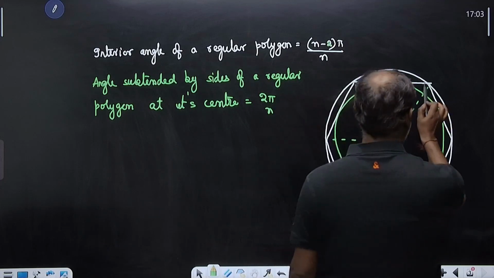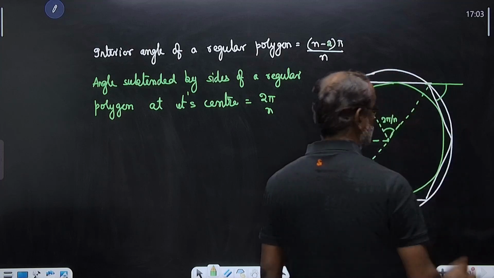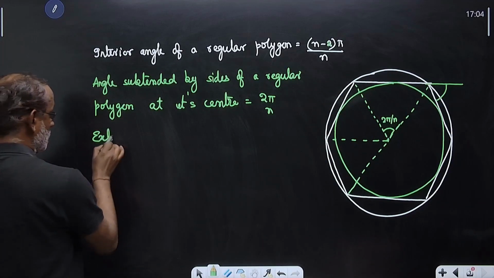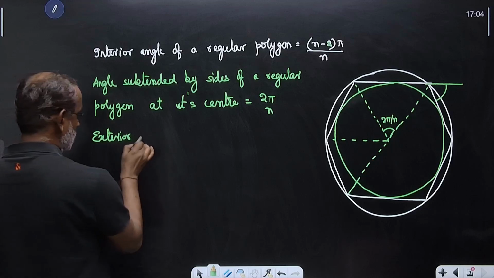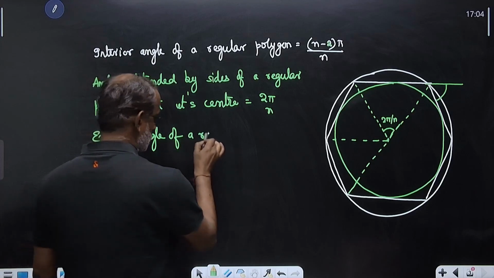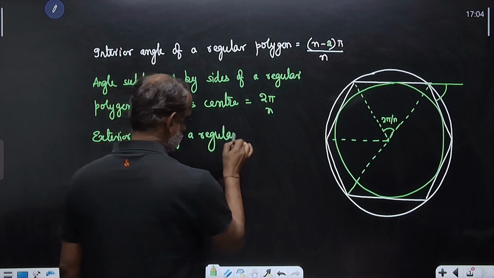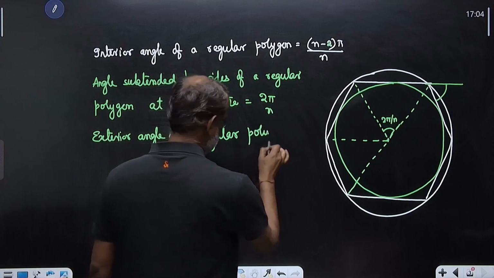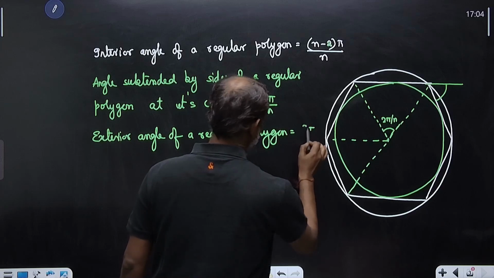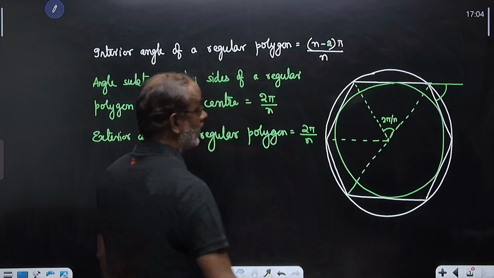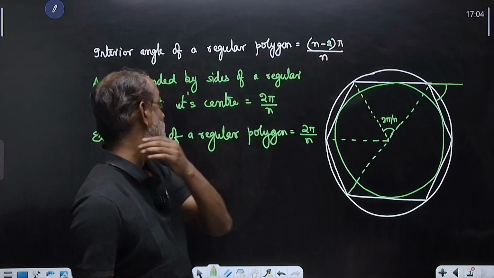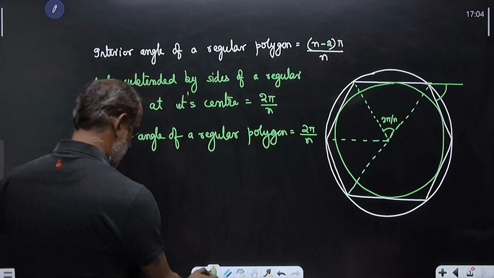Further, the exterior angle of a regular polygon, if you see, this is the exterior angle. The exterior angle is 2 pi by n. You can see, subtract this from pi, minus this. So, you have 2 pi by n.